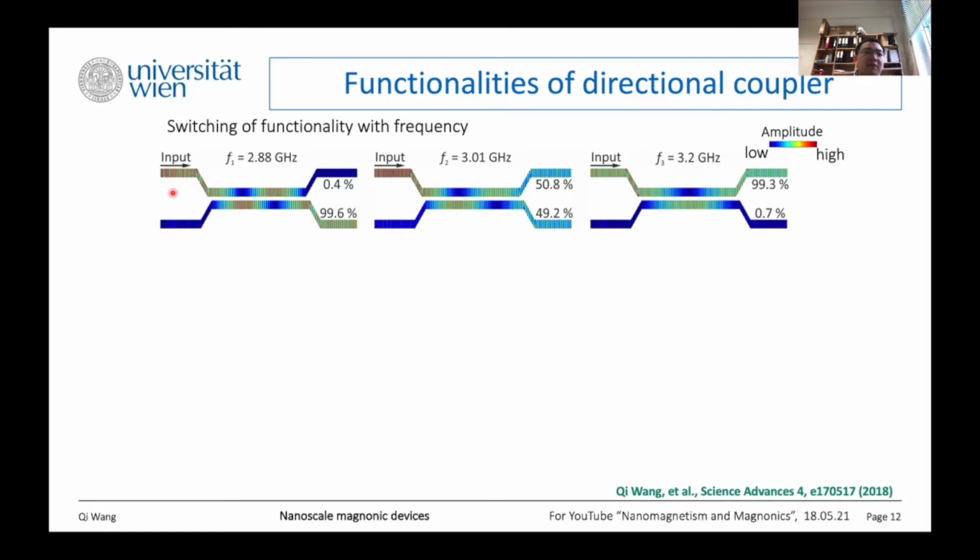Here we have a very large gap in this region. The two waveguides are decoupled, and we use the band structure to guide the waveguide into the coupled region. So as we expected, for different frequencies, we have different coupling lengths, so we can realize different functionality. For 2.88 gigahertz, all the energy goes to the signal waveguide. For 3.1 gigahertz, the directional coupler works as a power splitter, and for 3.2 gigahertz, all the spin wave energy goes back to the first waveguide.